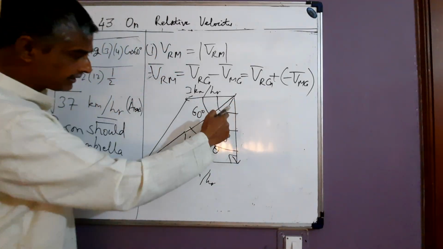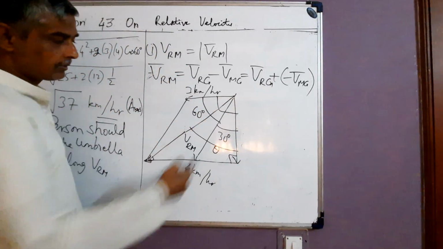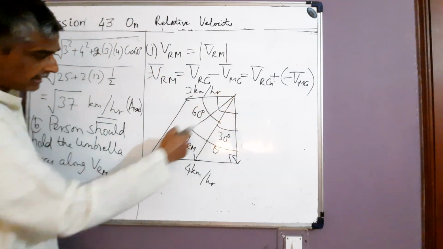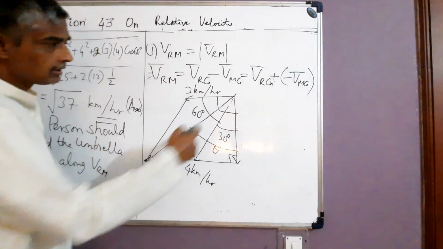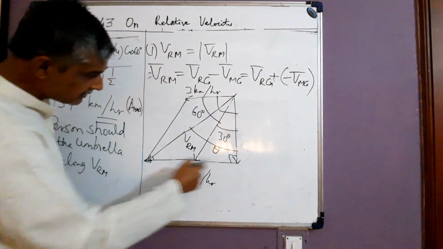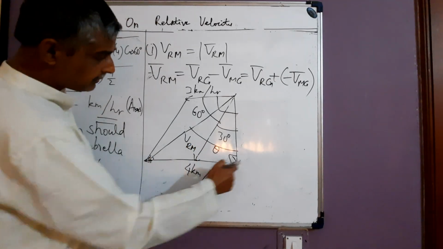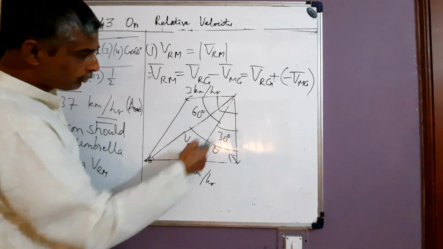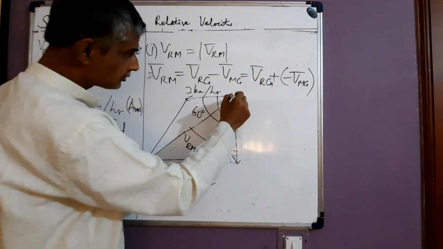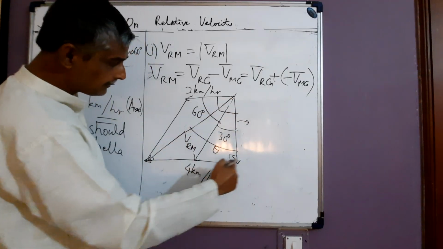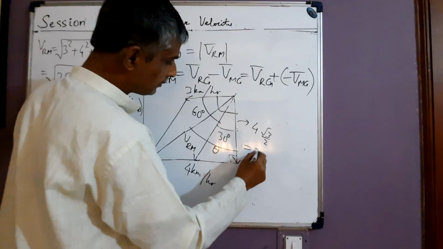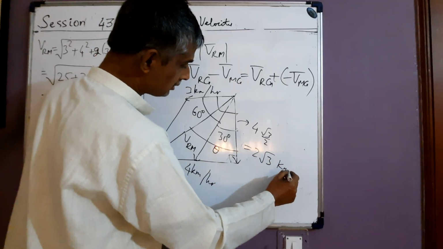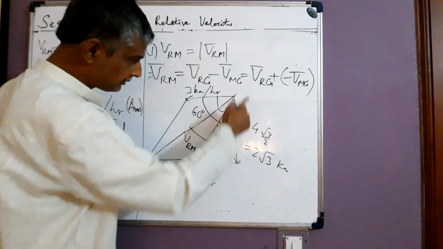So this is a right angle triangle. You can see this is a right angle triangle. This is the hypotenuse VRM. This is 3. This is equal to 4. Alright. So if we know this side and this side, then tan theta will be this by this. Now this is 4. This is 30 degree. This is right angle. So this side becomes, in this right angle triangle, 4 cos 30 degree, 4 root 3 by 2, 2 root 3 km per hour, this height.